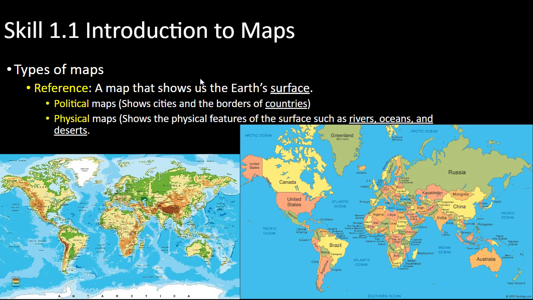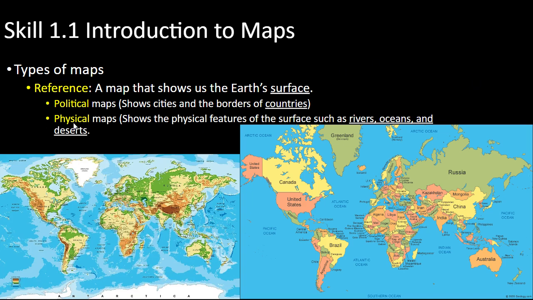Dr. Scoggins, if you had to guess, political meaning the cities and borders of countries, what map would you say is the political map? It's probably the map that has multiple bizarre colors, like blue and green and orange, that have the names of the countries and the areas where the cities are. That makes sense, and you were absolutely right. It is.